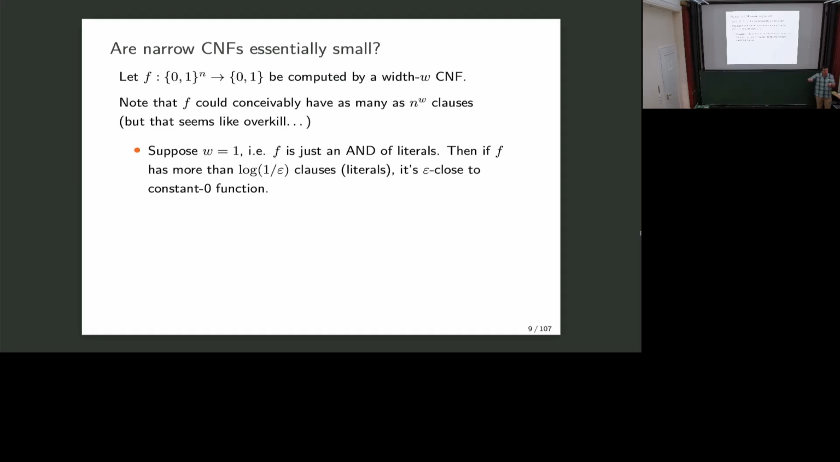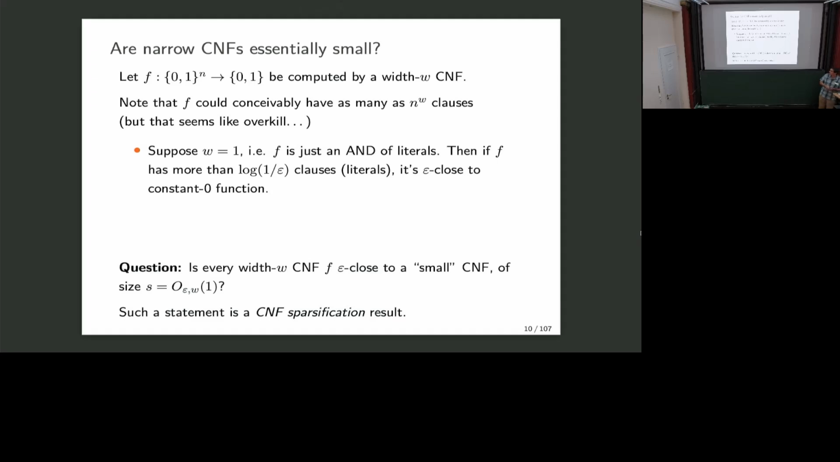Well, you can see that here, if you're only concerned with epsilon approximation, there's no reason to have a number of clauses which depends on n. In fact, if you have more than log 1 over epsilon many clauses, the function will be epsilon close to the constant 0 function, right? And we can just approximate it trivially as an AND of two literals, x1 and not x1, okay? So in the case w equals 1, we can epsilon approximate any CNF formula with just log 1 over epsilon size, completely independent of the ambient number of variables n.